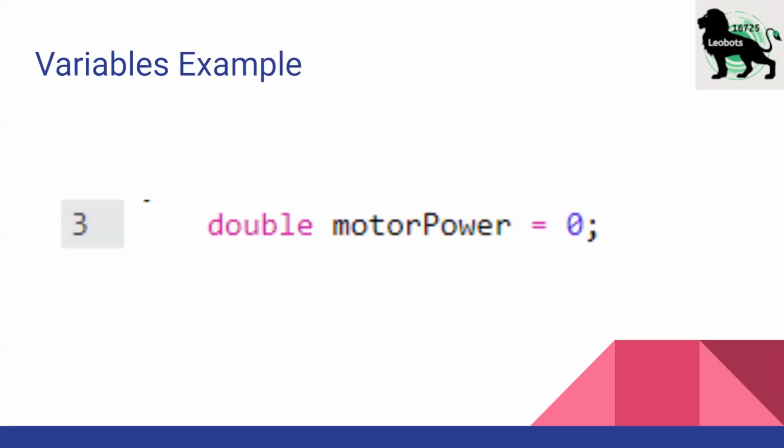So in this one, as an example of what I said earlier, this double motor power, right now we're just initializing it. So it's only going to have 0. We've declared it as double motor power, so it's a double, and we've initialized it as 0. Now later, we'll see you can change that value and modify it. But right now, just so it exists, we're defining it as 0.